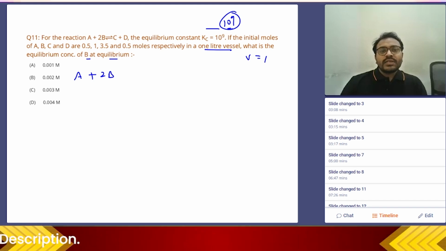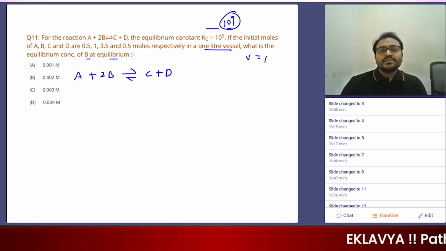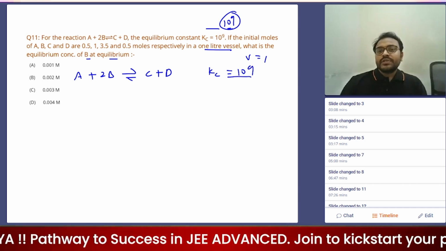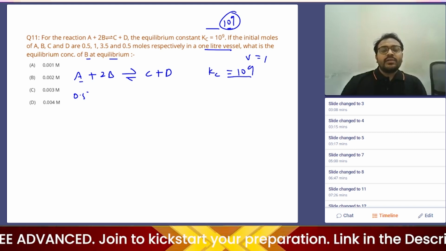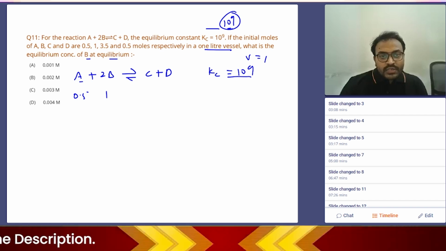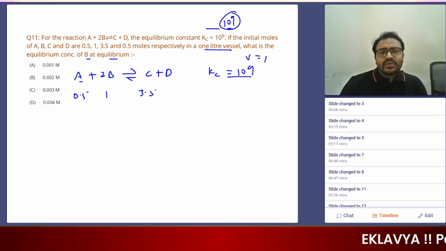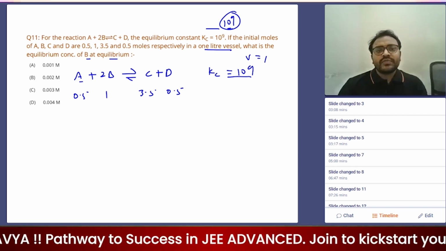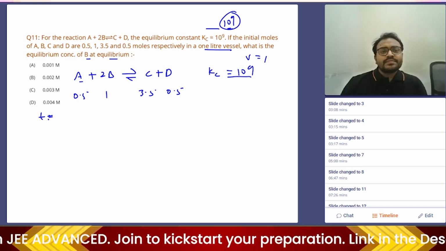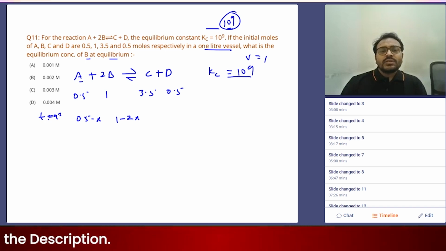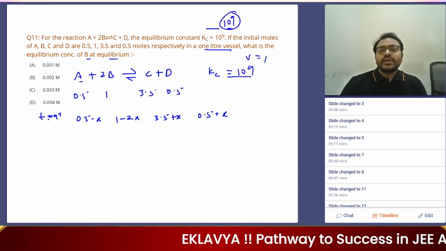In equilibrium, always write the reaction first: A plus 2B giving C plus D, right? And for this reaction, the Kc value given is 10 to the power of 9, which is very high. So initially, the number of moles for A is 0.5, for B it is 1, for C it is 3.5, and for D it is 0.5. Now at the equilibrium point, we can write: 0.5 minus x, 1 minus 2x, 3.5 plus x, and 0.5 plus x.